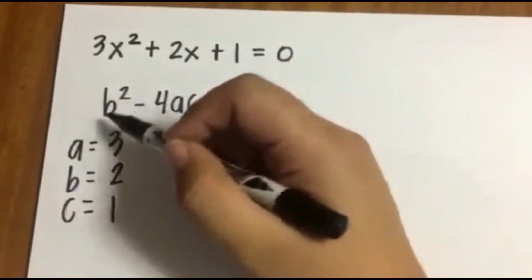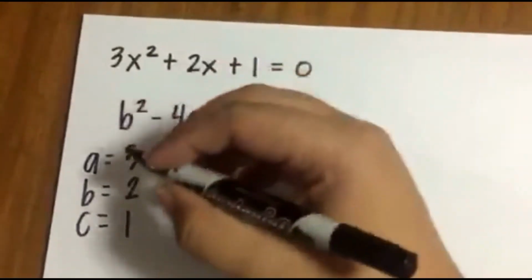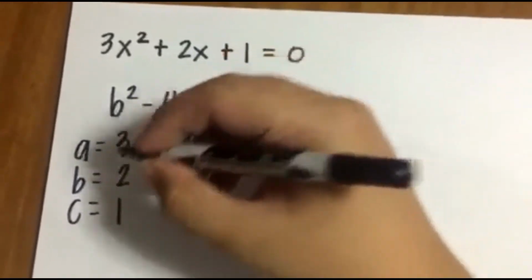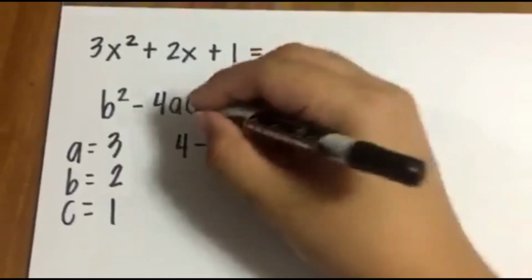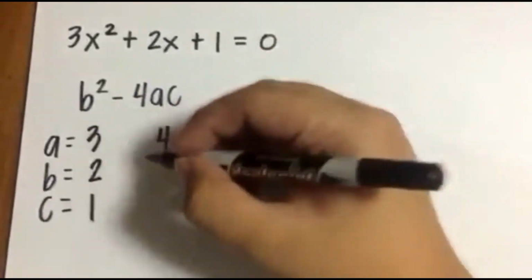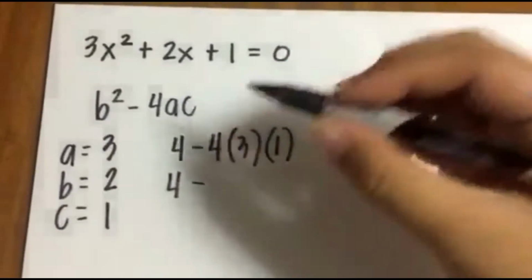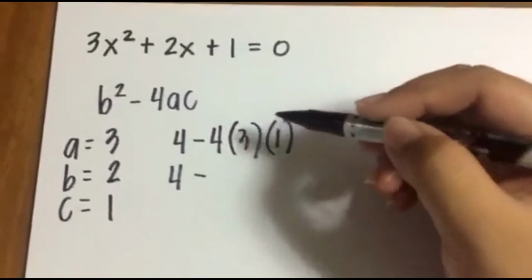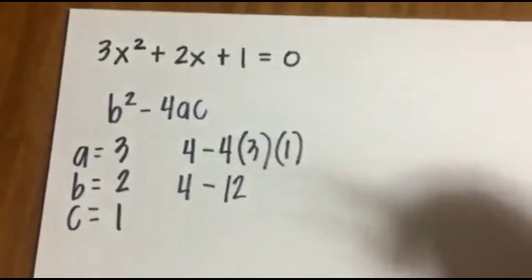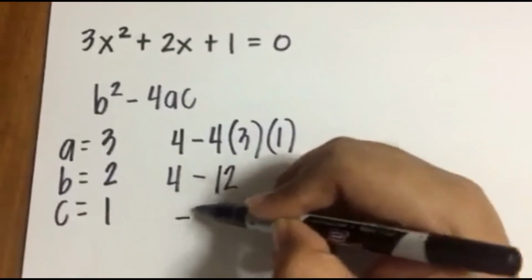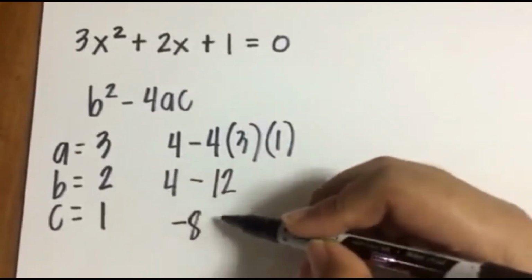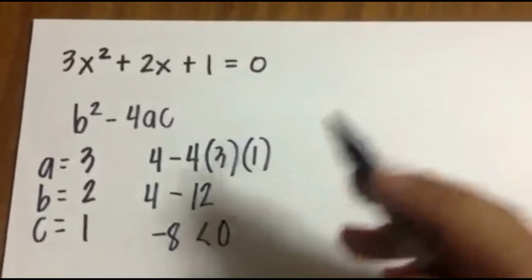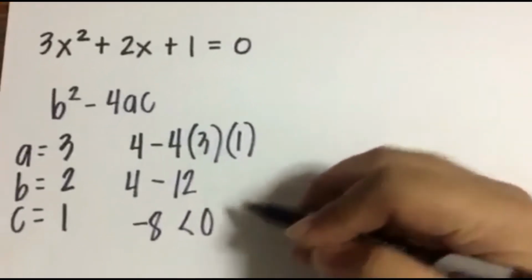Plug in these values in the formula, and you would get b squared is 4 minus 4 times a, which is 3, times c, which is 1. You would get 4 minus negative 4 times 3 is negative 12, times 1 would still give you negative 12. 4 minus 12 is negative 8, which is less than 0. And again, when the answer is less than 0, automatically the nature of the root is imaginary.